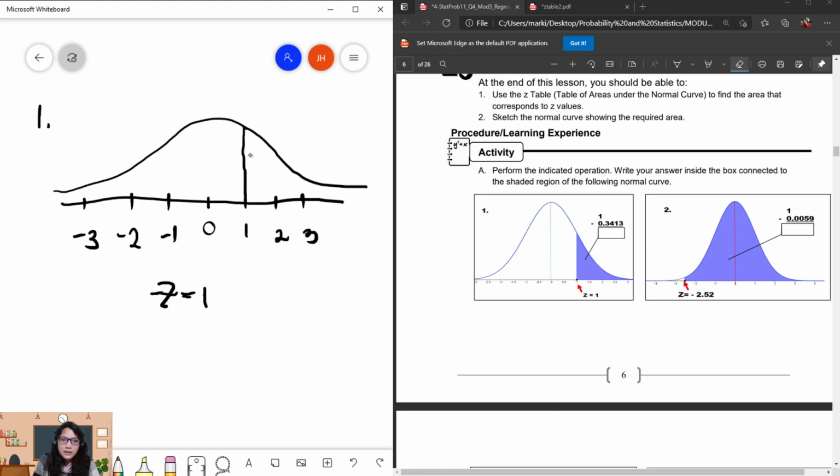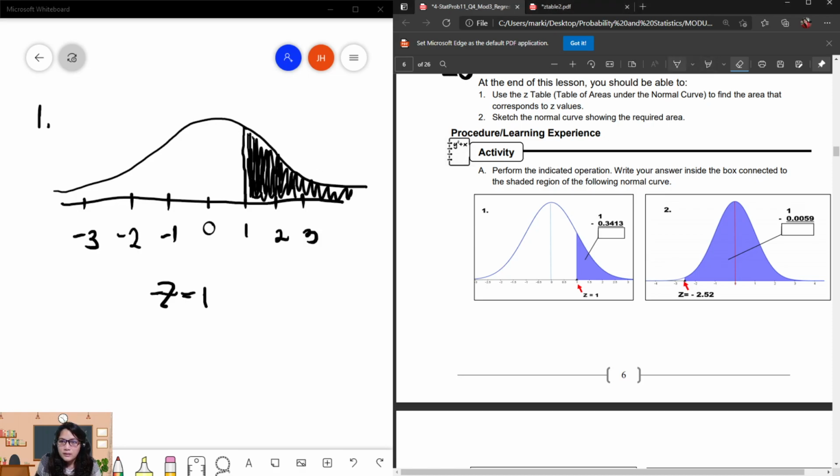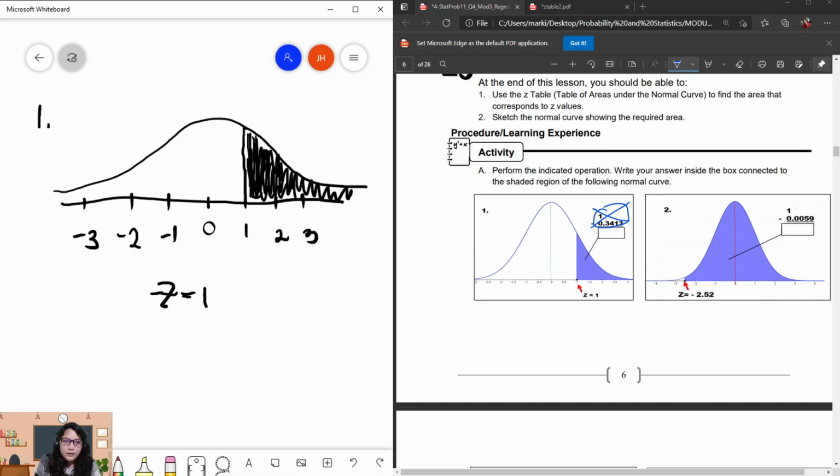We are looking for the area of this shaded region. Again, do not mind the numbers here in the module. I'm going to explain it here. Say for example, you are given z equals 1, and you are going to look for this shaded region, so we need to look for the area of this one.